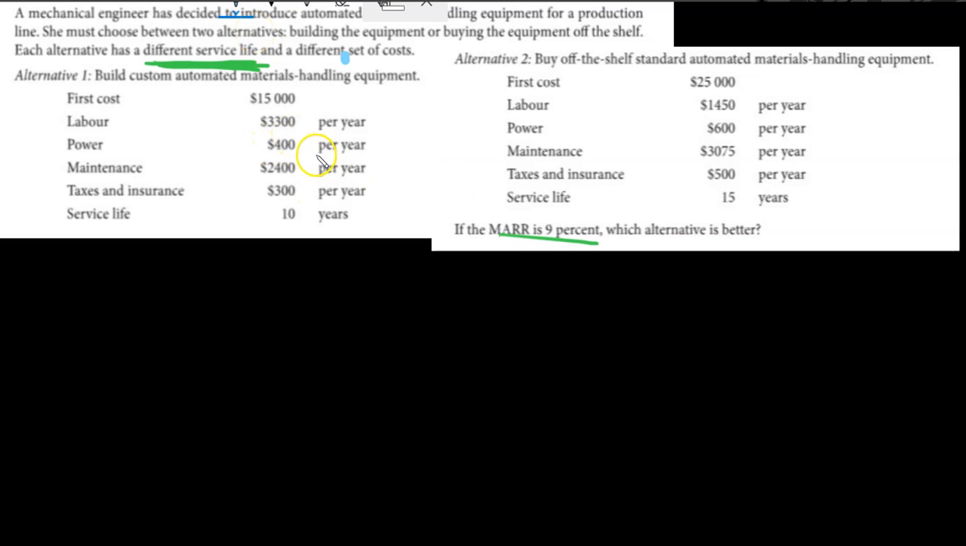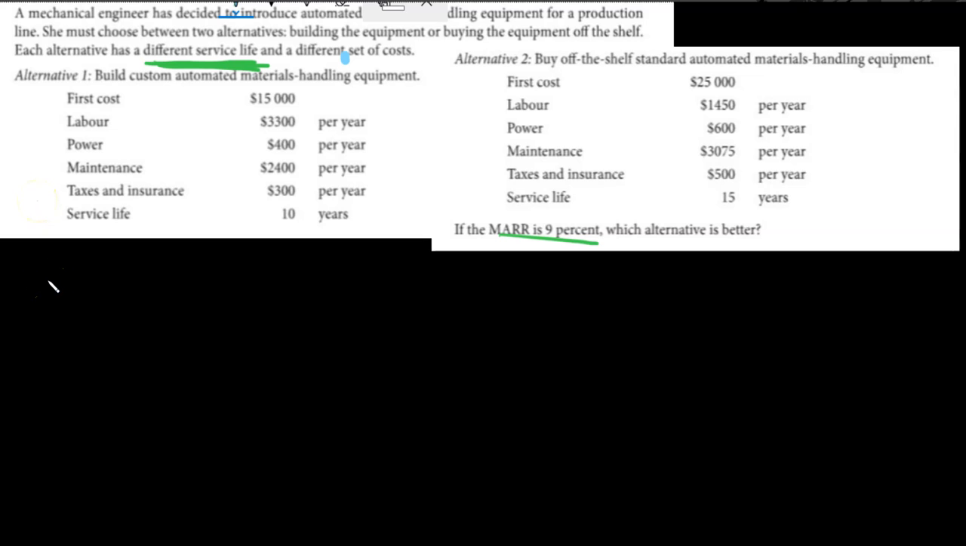If you decide to evaluate this using annual worth instead of present worth, you don't have to get common service lives. You can evaluate the annual worth of alternative 1 as is, and you can evaluate alternative 2 as is. But we're going to do present worth to show you how it works, because when they give you a problem like this, they usually intend for you to use present worth to show that you have the skills to use least common multiple.